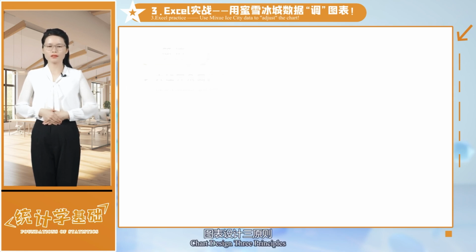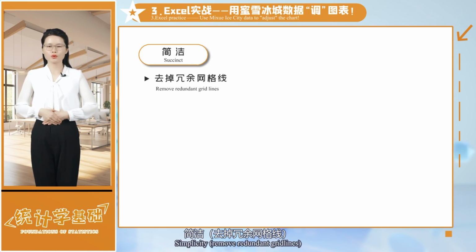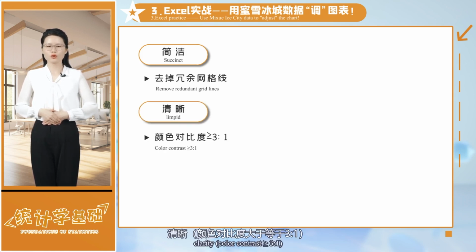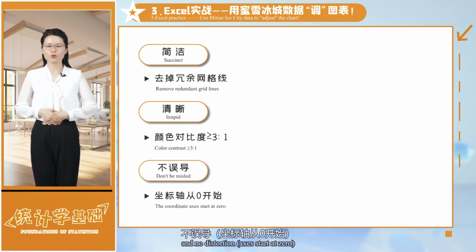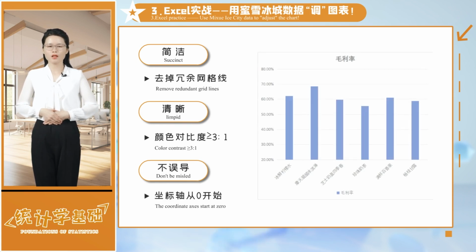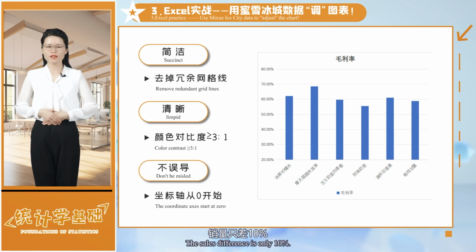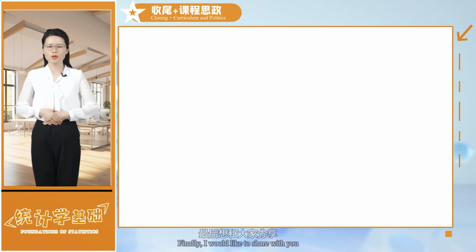Here's the thing: chart design has 3 principles. Simplicity, remove redundant grid lines. Clarity, color contrast greater than or equal to 3:1. And no distortion, axes start at 0. For example, in this wrong case, the sales difference is only 10%, but the visual aberration is 50%.